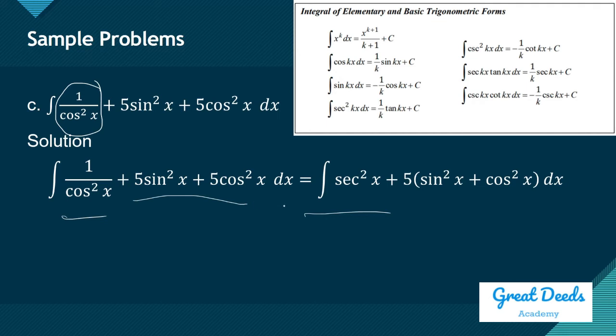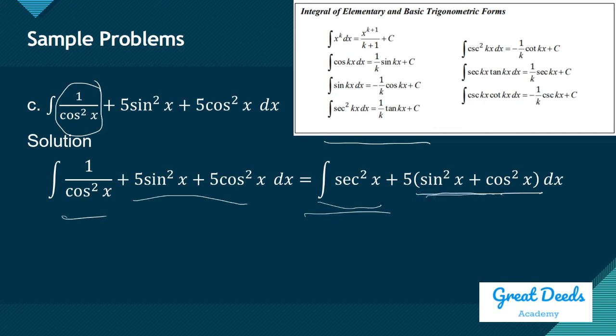And then 5 is a common factor. We factor out 5. Okay? So it becomes 5 times the quantity, the square of sine plus the square of cosine. Now, this one is already listed in your table. Okay, so we can now tell that the integral of the square of secant of x is going to be tangent of x.